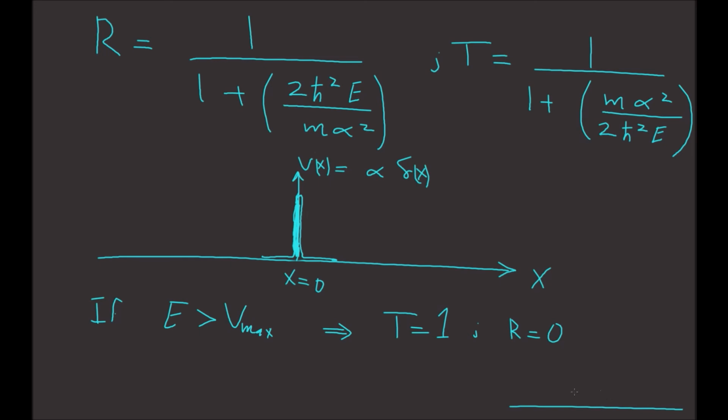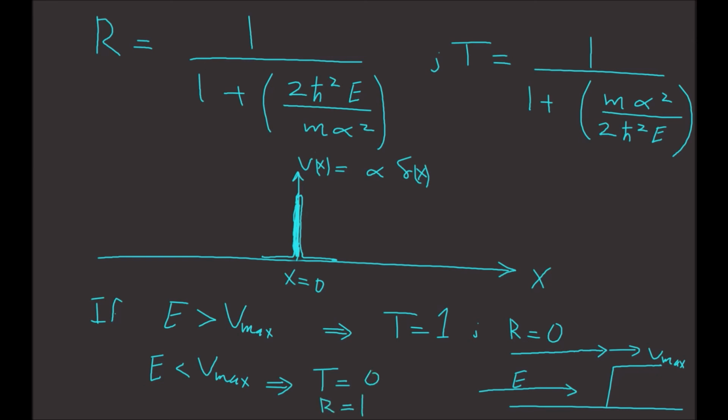Say you have some potential energy here, let's say V max, and the energy coming from the left is greater than this. It's just going to pass through it. There's no way it's going to reflect. Similarly, classically, if E is less than V max, the energy coming from here is going to hit this potential barrier, and most certainly T is going to equal 0, and the reflection coefficient must equal 1.